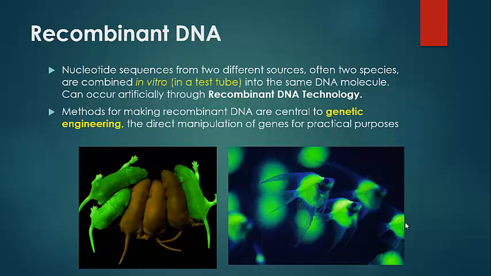Recombinant DNA is central to genetic engineering. Genetic engineering is the direct manipulation of genes for practical purposes. If you look at these two pictures here, these two different species have been genetically engineered. Here you see genetically engineered mice, and here you see genetically engineered fish. Both of these species contain genes which originated from another species. Here you see these genes allow these organisms to bioluminesce, to glow in the dark. So both of these species contain recombinant DNA, DNA that contains genes from other sources.